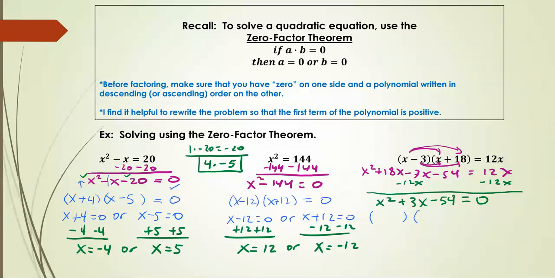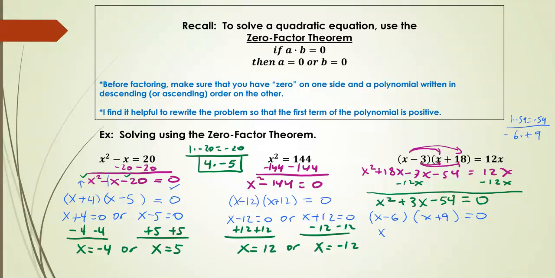So we're looking at two numbers. We've got 1 times negative 54 is negative 54, and we're looking at two numbers that would multiply to that, and that's going to be 6 and negative 9. 6 times negative 9 is negative 54, if you add them together. Excuse me, negative 6, sorry about that, and positive 9, because I need it to be a positive 3 in the middle. Negative 6 plus 9 is 3. So this gives me x minus 6, x plus 9.